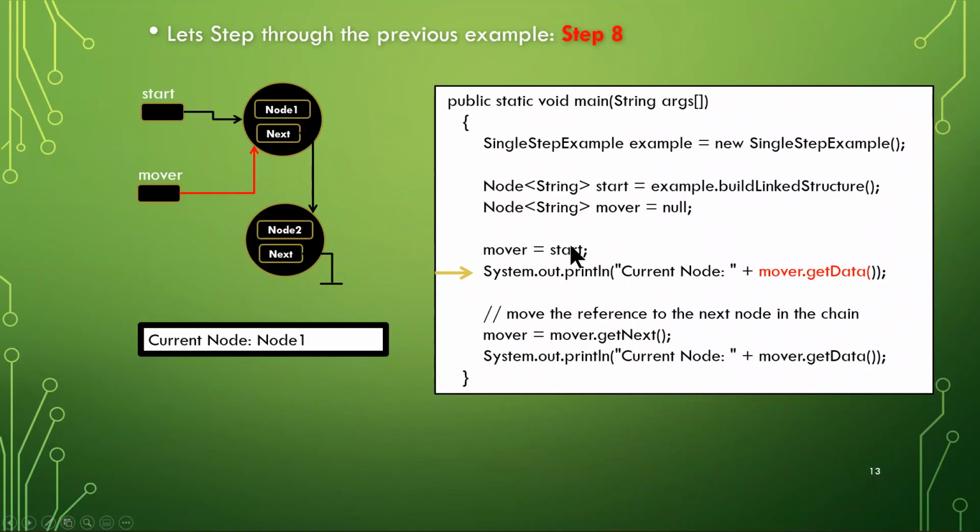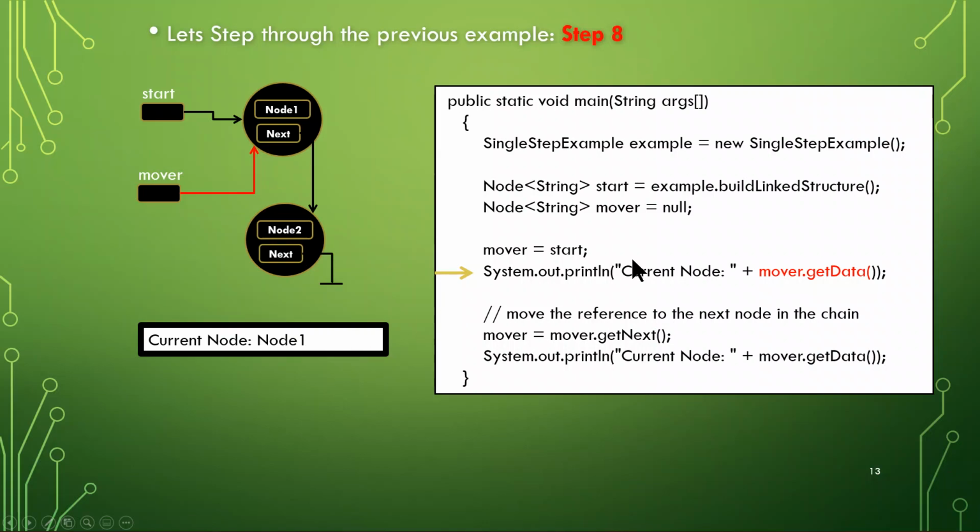When we go down to the next line, it's System.out.println, we have current node plus mover.getData. So again, I go look at where mover currently is here. We go dot, so we follow its arrow up. So it means it's calling the actual getData method on this node right here. And that data is that string node1. So node1 gets returned, concatenated with the current node string, and then printed out. So that's our first print statement.